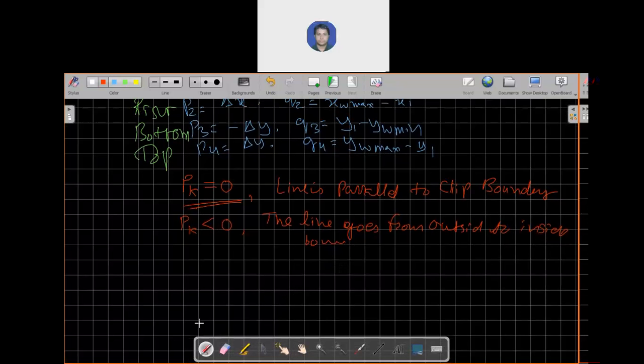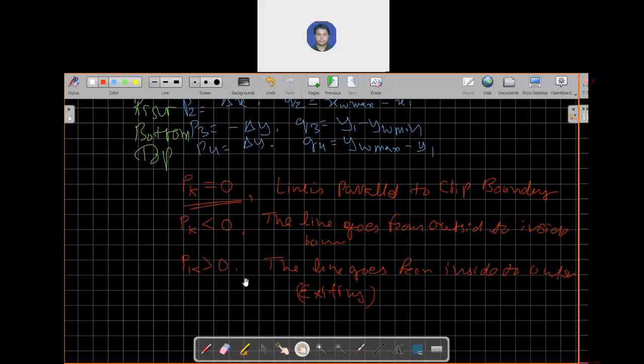If the value of pk is greater than 0, meaning some positive number, the line goes from inside to outside. Inside to outside means it is exiting the clip window. This positive condition shows the line is moving from inside to outside, exiting the clip window. And if the value is negative, the line is entering the clip window.